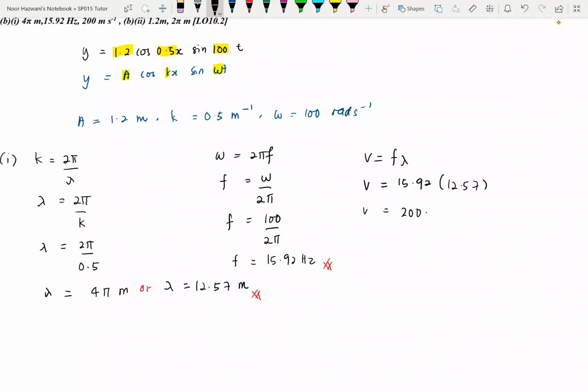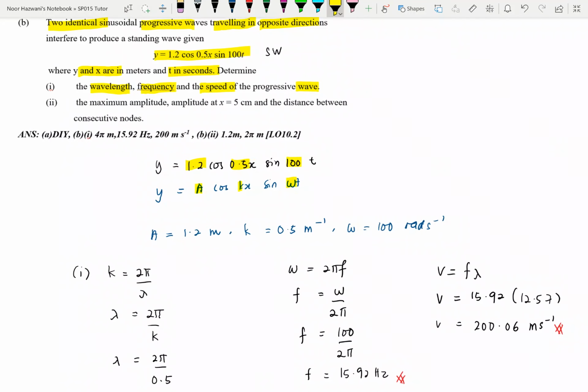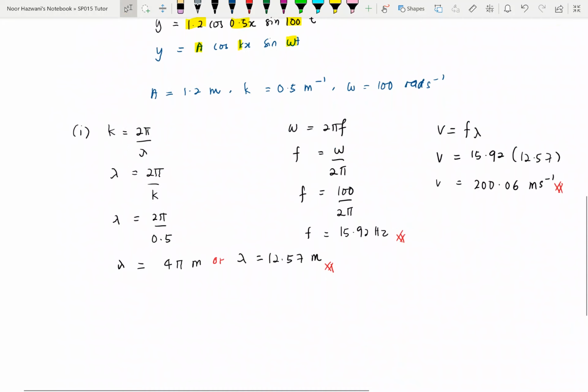And then the last one, it asking for the velocity of the wave. So using equation V equals to F lambda. So V, F kita is 15.92. So just plug in all the known value. And then use time dengan lambda which is 12.57. Okay, press your calculator and then you will get 200.06 meter per second. Kalau you tengok suggested answer dekat you punya tutorial ada sedikit perbezaan lah. Macam kat sini you nampak dia just bagi 200 kan. Okay, so ada perbezaan sikit lah.